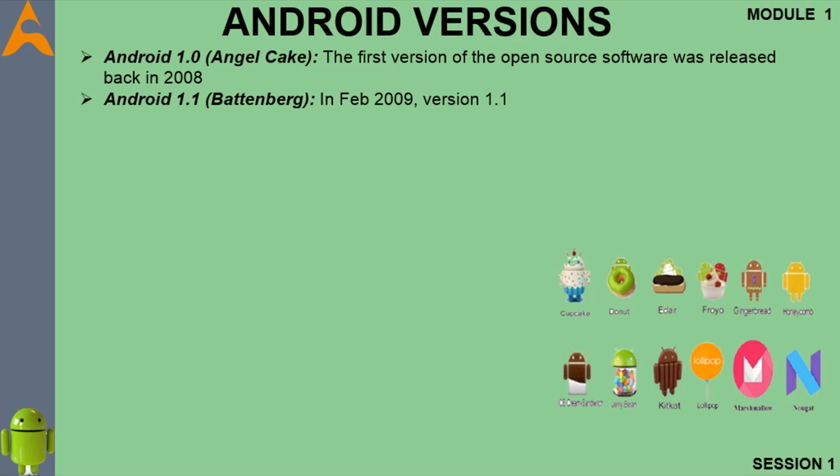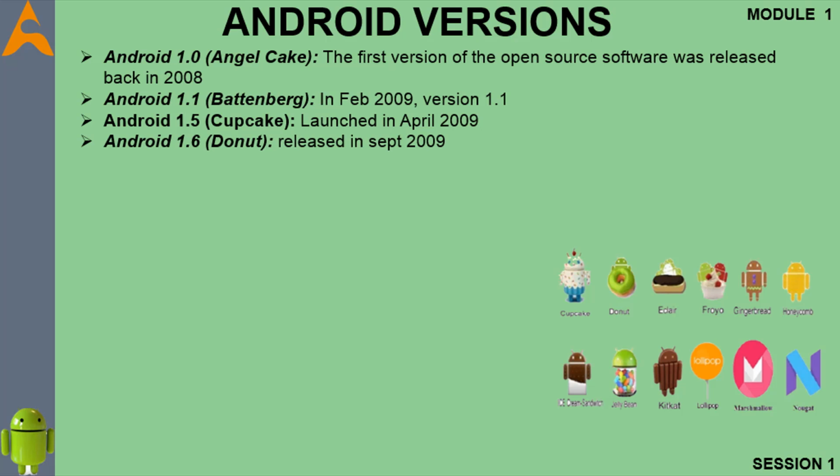Android 1.0, Angel Cake. The first version of the open source software was released back in 2008. Android 1.1, Battenberg, in February 2009, version 1.1. Android 1.5, Cupcake, launched in April 2009. Android 1.6, Donut, released in September 2009.